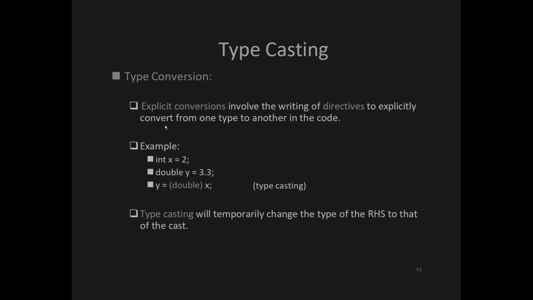Now, explicit conversions are those where you explicitly say, hey, convert this into a double for me. So x here is an integer. You use this thing, double in parentheses, and that's going to convert it explicitly into a double. Okay?